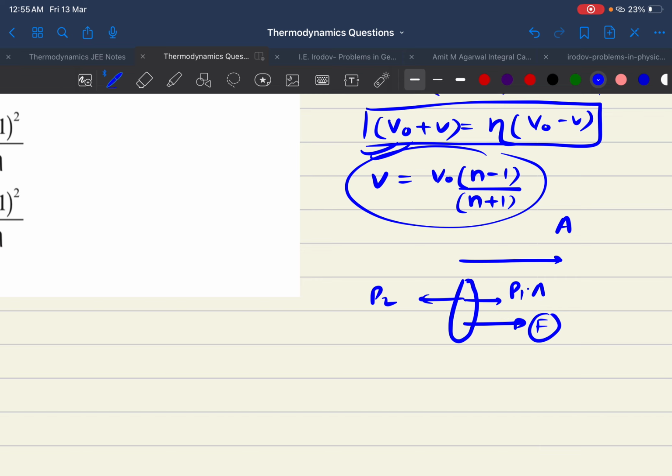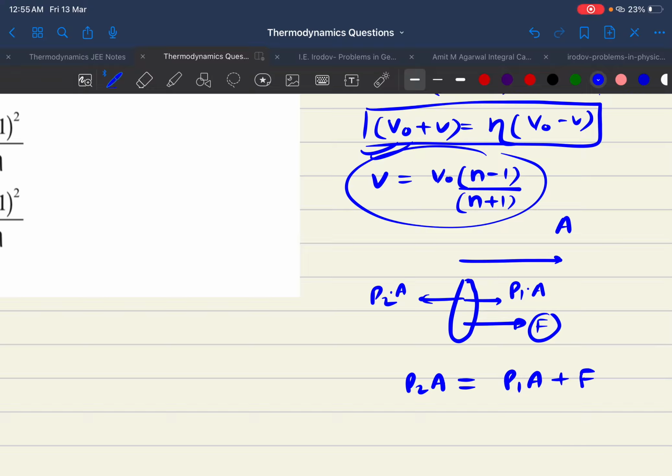So if I multiply with the area, can I say that these are the pressure? And at any point the pressure, the force will be in equilibrium. At any point the forces will be in equilibrium, right? The piston will be at equilibrium. So can I say P2A is equal to P1A plus F? Can I say or not?